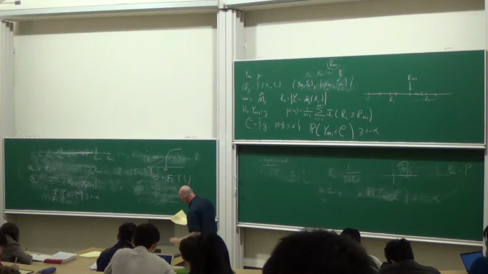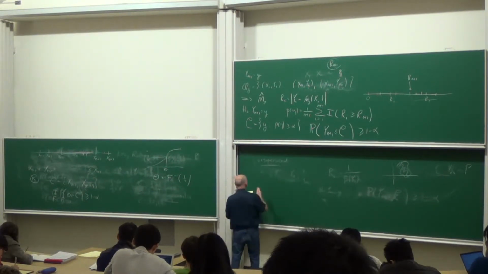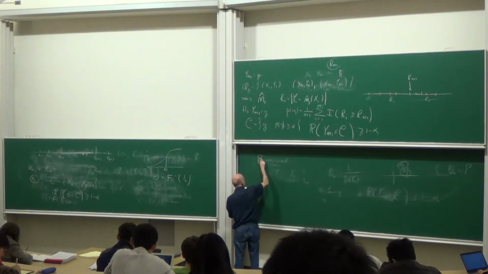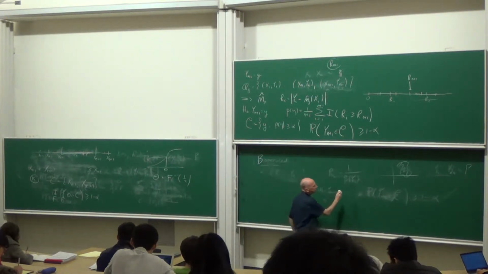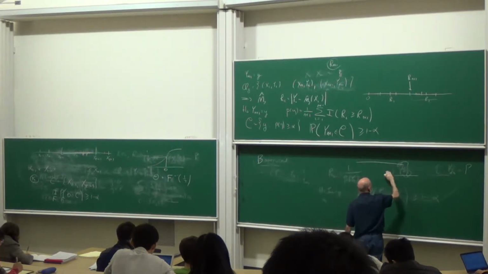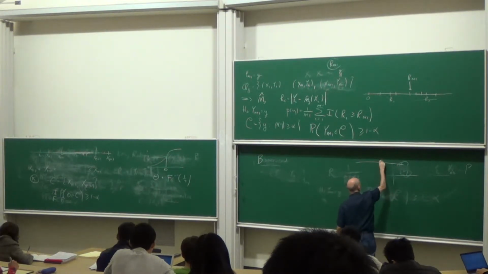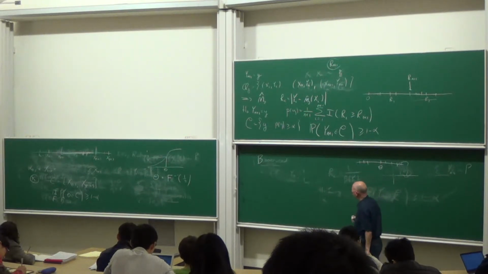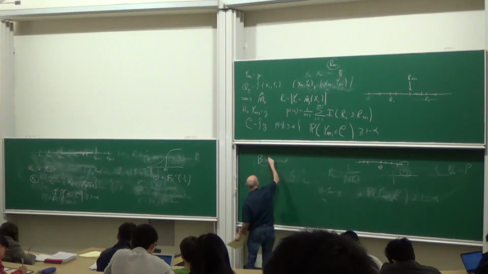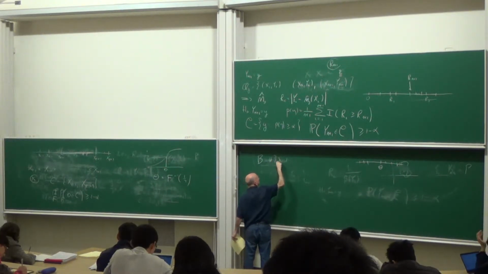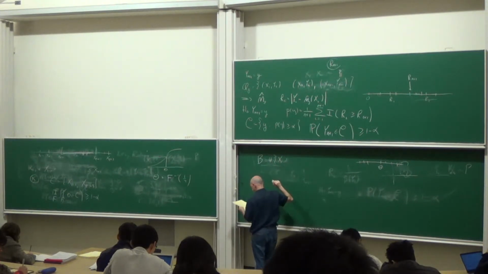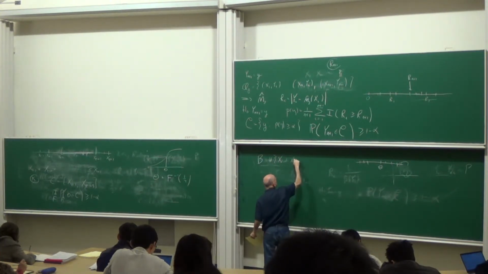I'm going to introduce the following random variable. Let me draw again a real line. Here's the true median. Let's suppose that's the true median. There's some data. Define B to be the number of data points less than or equal to the median.